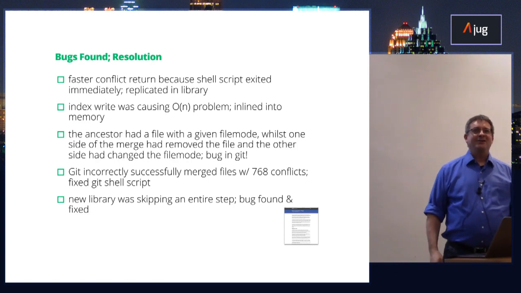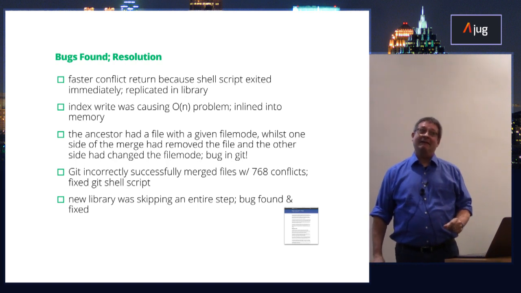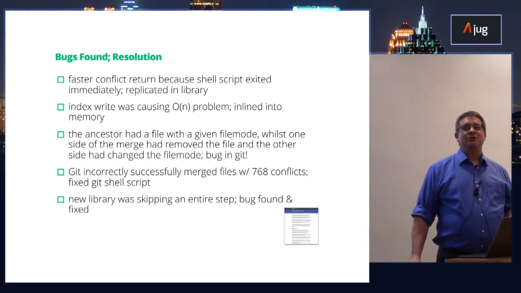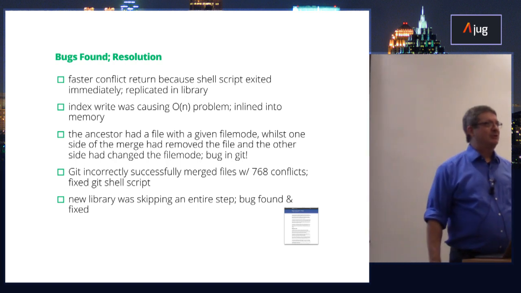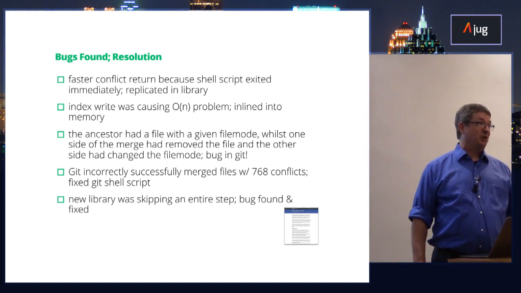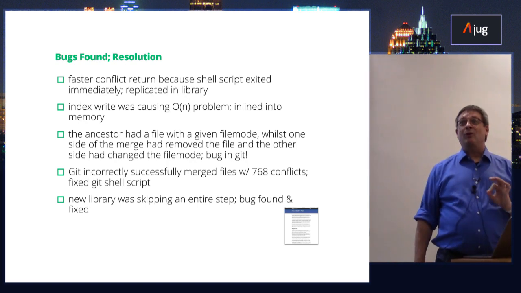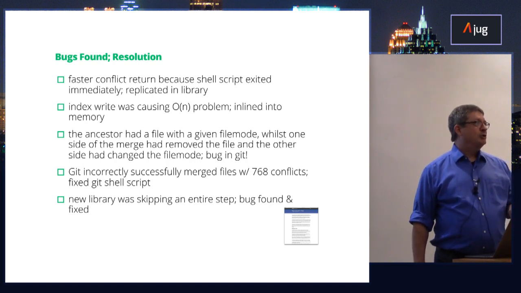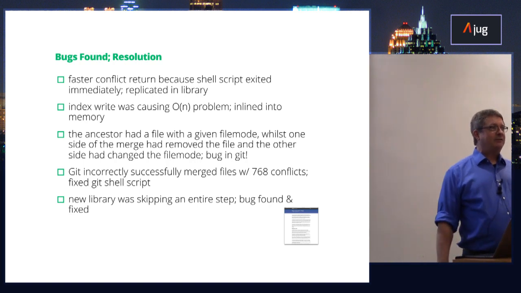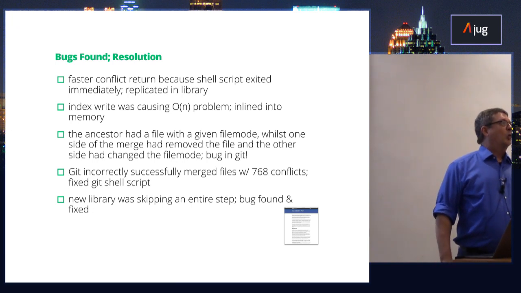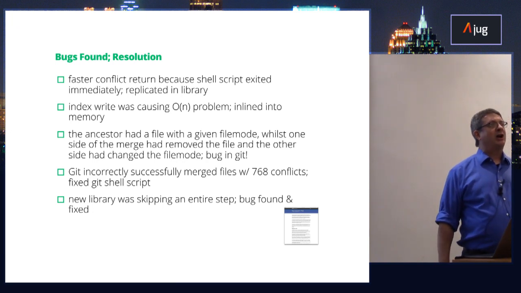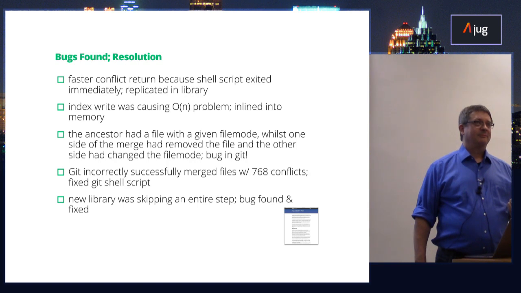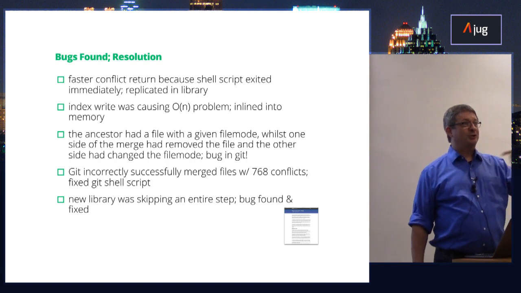768 is 256 times 3. Anytime you find yourself on a power of 2 boundary, that means there's some computer science shenanigans going on somewhere. And that's exactly what happened here. Remember what they were doing. When it comes time to merge a file, they're shelling out to Git to tell it to merge these two things. Where does it stick the number of merge conflicts? In the return value of the shell script.